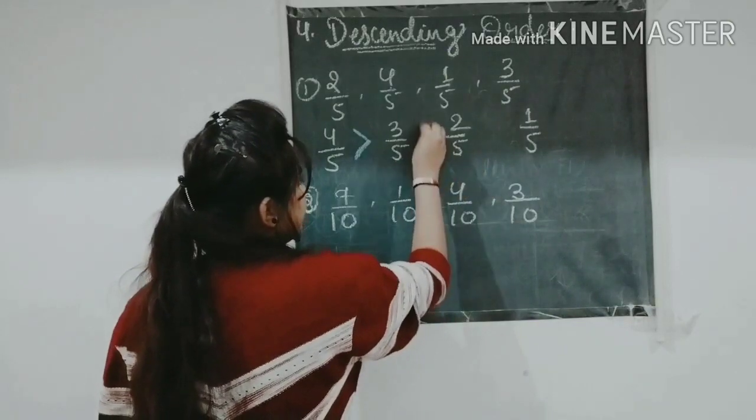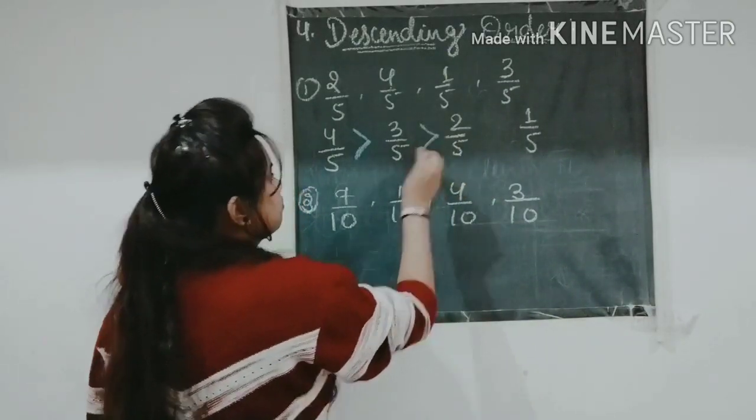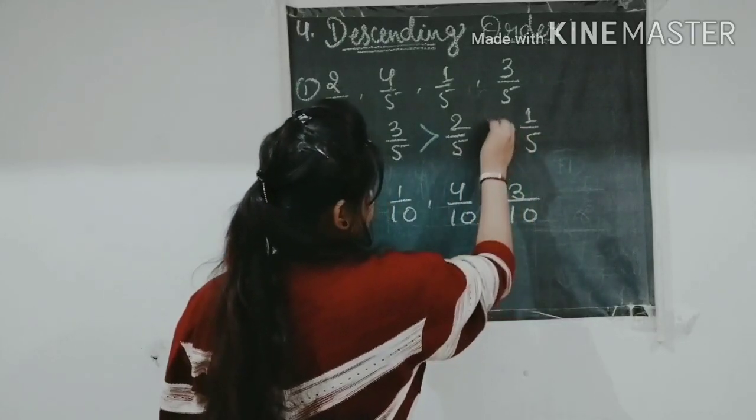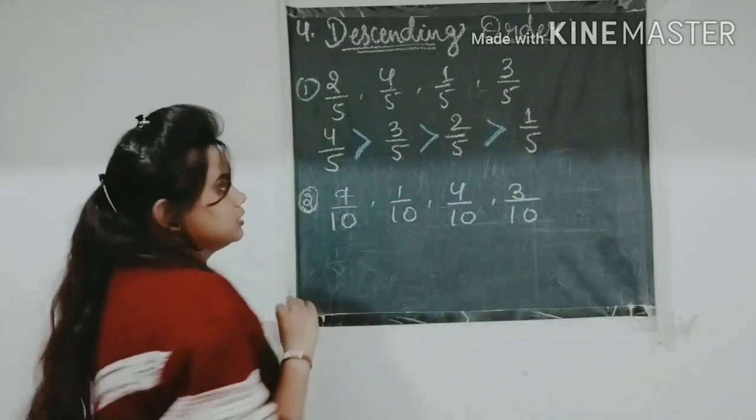3 by 5 or 2 by 5? 3 by 5 is greater, so open towards the greater number. 2 by 5 or 1 by 5? 2 by 5. So put this sign towards the greater number.